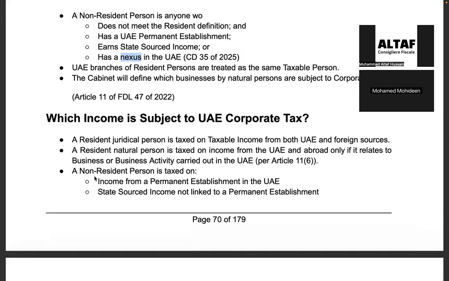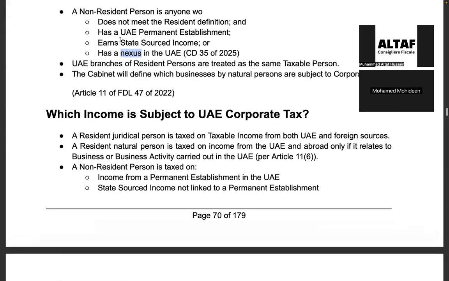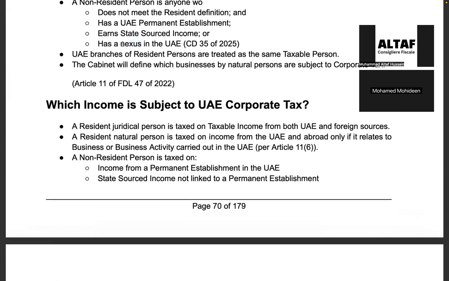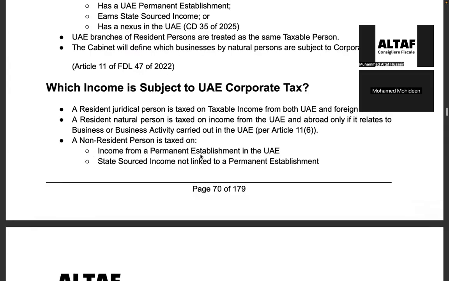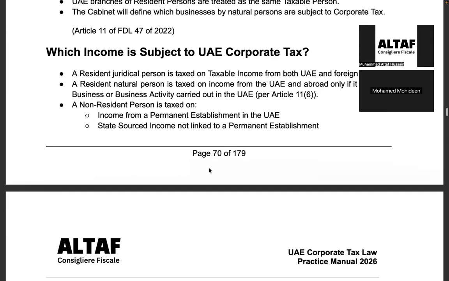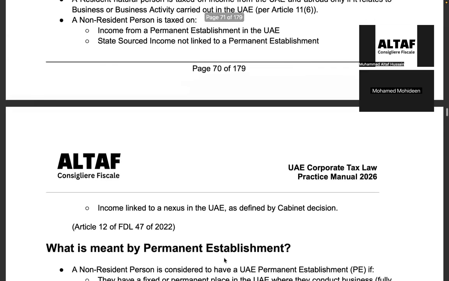What about the non-resident person? A non-resident person is taxed on income from the permanent establishment in UAE. We saw that, right? Three things we discussed: permanent establishment, state source, and nexus. But this nexus is actually an extension of permanent establishment. It's a new dimension of the permanent establishment. So for a non-resident person, it will be either permanent establishment or state source income which is not linked to a permanent establishment.